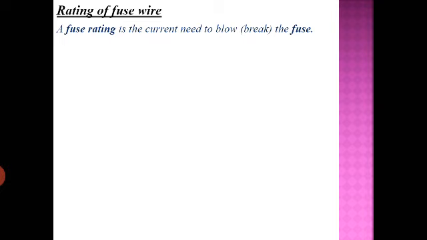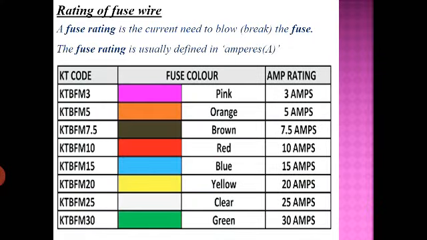So what is rating? A fuse rating is the current needed to blow or break the fuse wire. So rating means it is the current at which the fuse will melt. This rating is basically given in ampere. So the fuse rating is usually defined in amperes. So this is how it looks like, the chart I have shown to you now. For example, the very first fuse wire is of rating 3 ampere, that is pink color. So if the fuse wire is in pink color, it means it has the rating of 3 ampere, even if 3 ampere may not be written there.